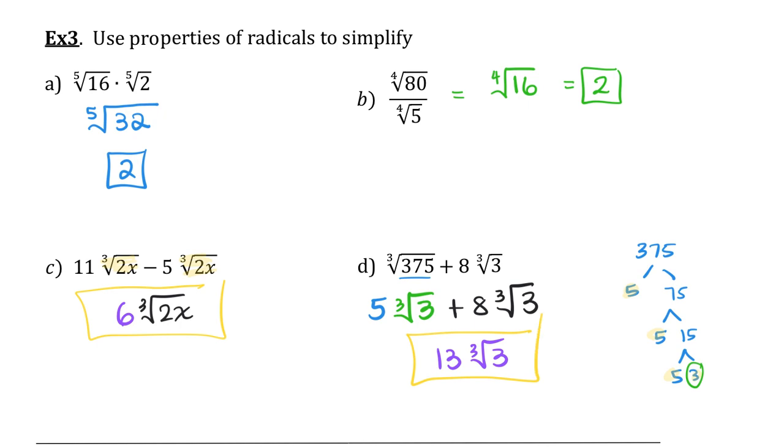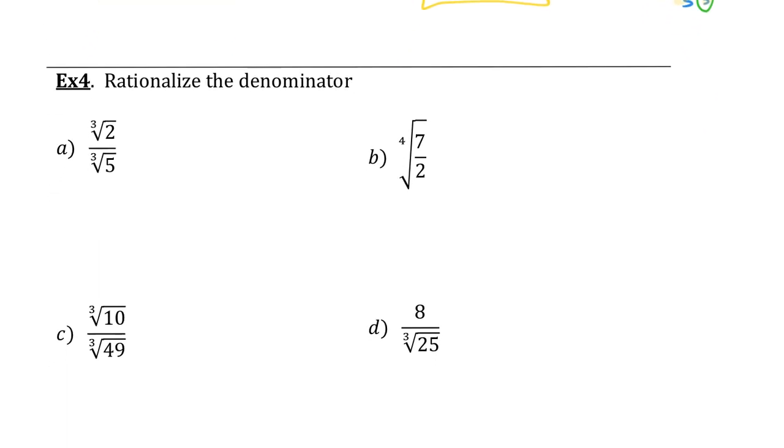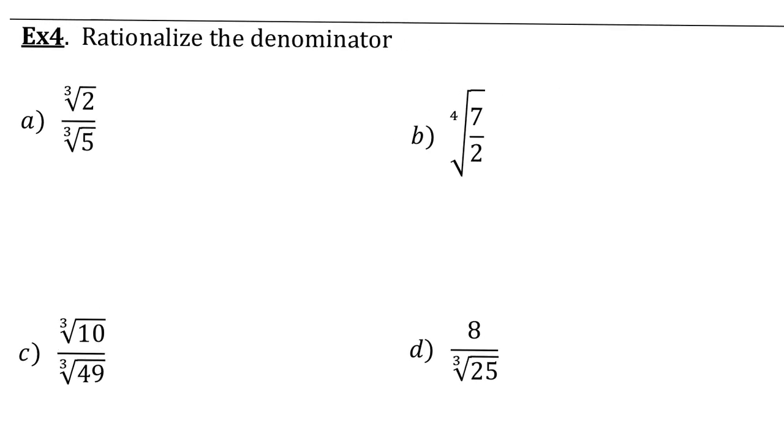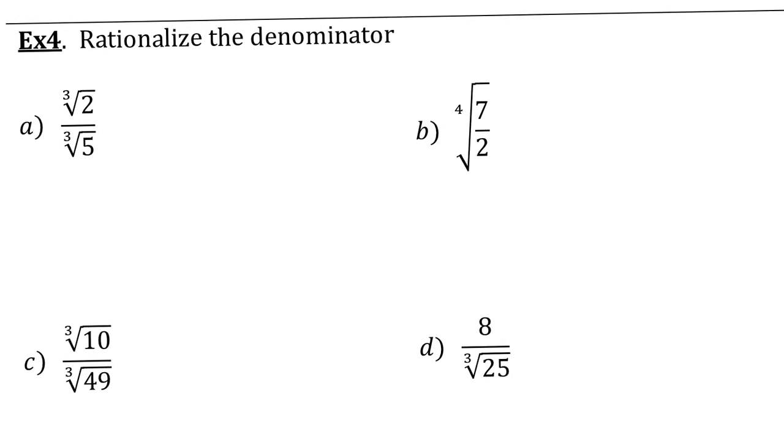Okay, last topic for example for 5.2, rationalizing the denominator. Rationalize the denominator means you don't want a radical at the bottom. I have third root of 2 over third root of 5. If I could divide them, I would divide them. I don't rationalize unless I have to. Since I can't divide them and neither of them come out nicely, I want to try to make this a nicer number at the bottom.